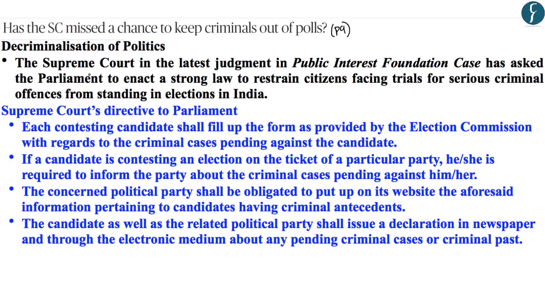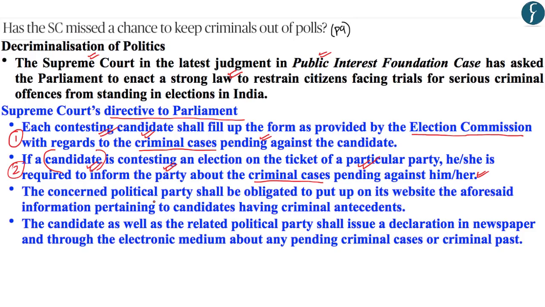And it is on this basis that the Supreme Court in the Public Interest Foundation case has given various directives to the Parliament. The first directive given by the Supreme Court to the Parliament with regards to forming a law is to have each candidate contesting an election in India fill a form provided by the Election Commission of India that contains the information on the criminal cases pending against that person. The second directive of the Supreme Court is that a candidate who has been given a ticket by a particular party has to inform the political party about any criminal cases that are pending against him or her.